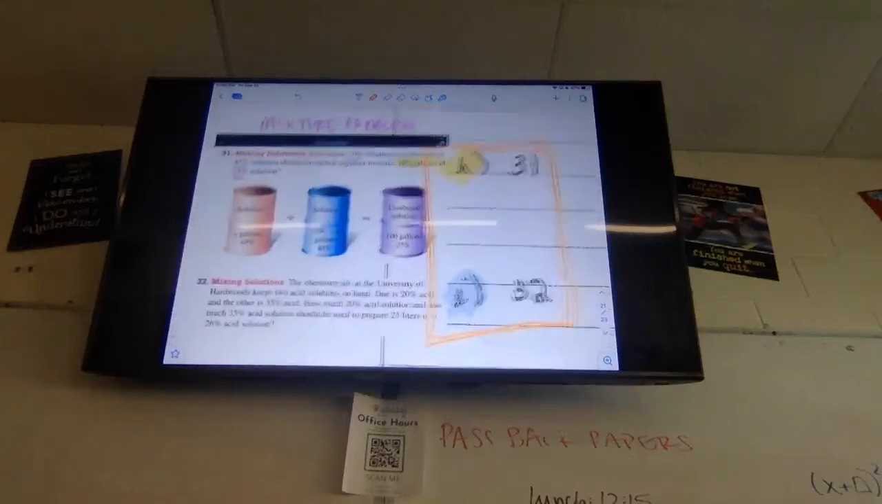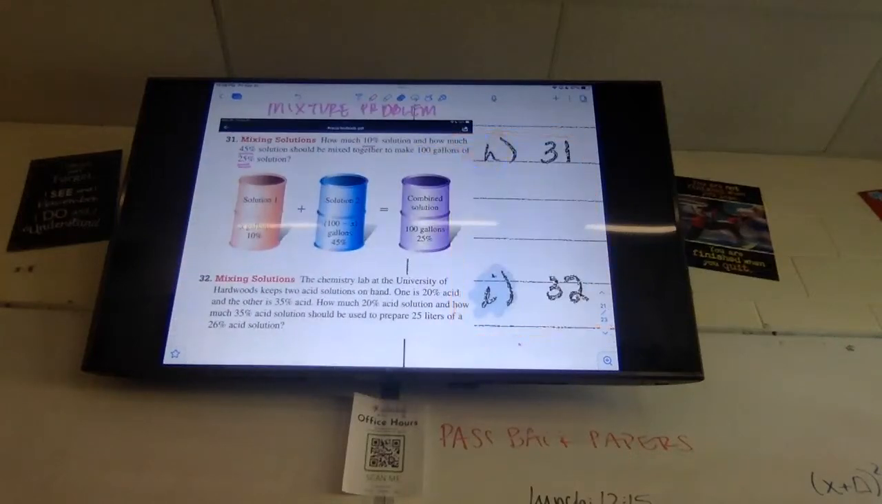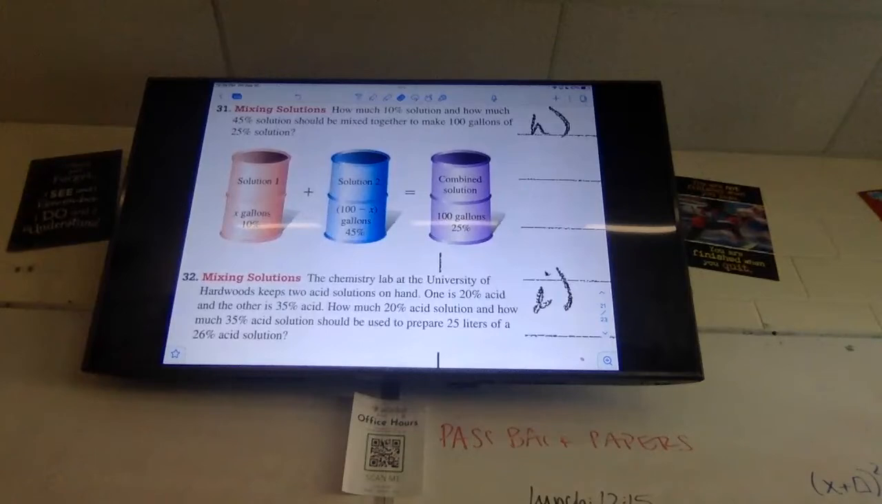So let me zoom in so you can see what problems I'm looking at, okay? If anyone wants to take a picture, now's a good time. If not, you can pause the video and write any of it down. You're a student, you can do what you want.